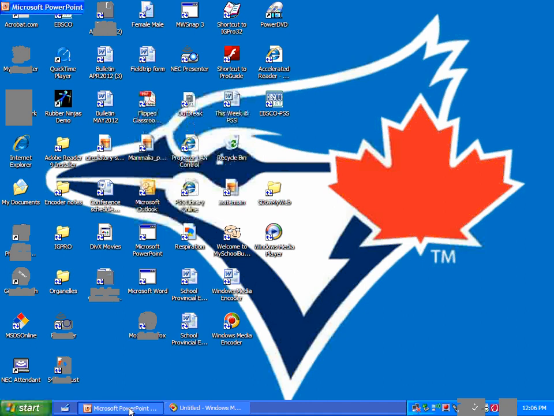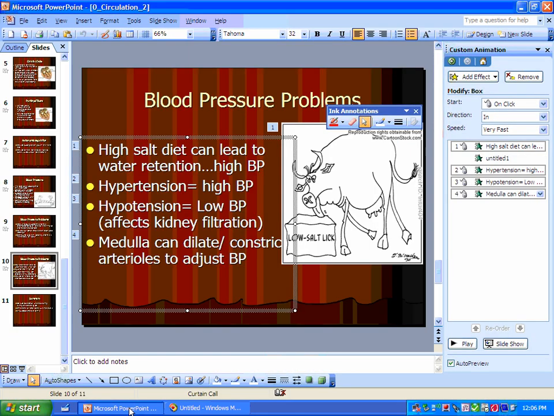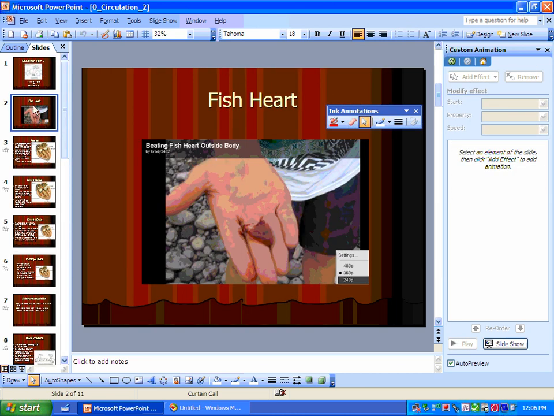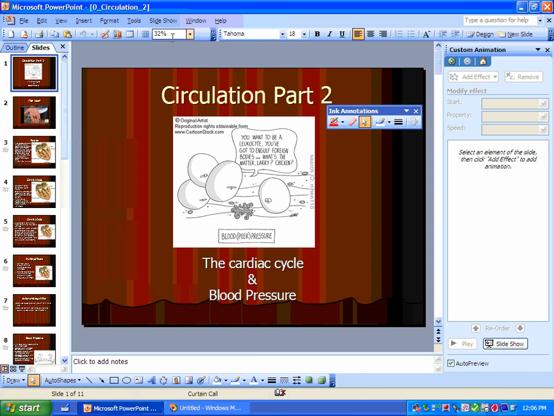All right, ladies and gentlemen, welcome back. This is part two of our circulatory system. It's all about the blood pressure regulation and also the cardiac cycle. So really just what is causing the blood to flow through the body.